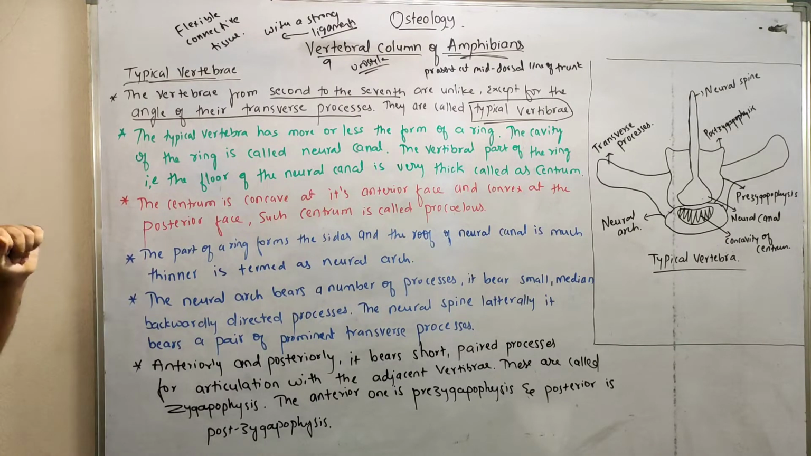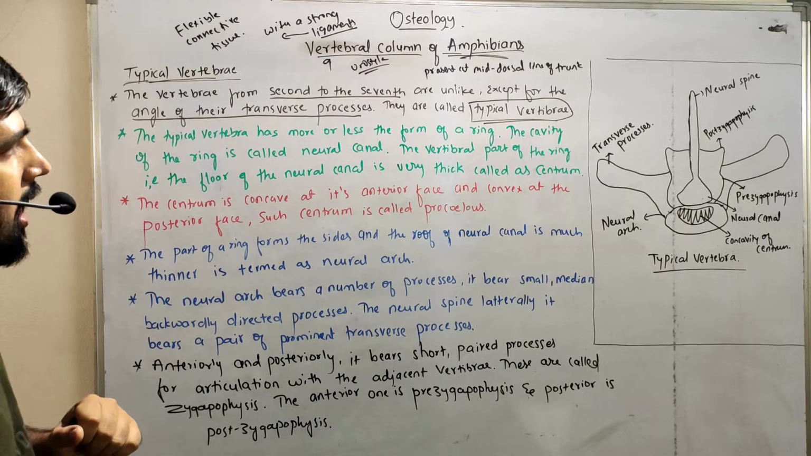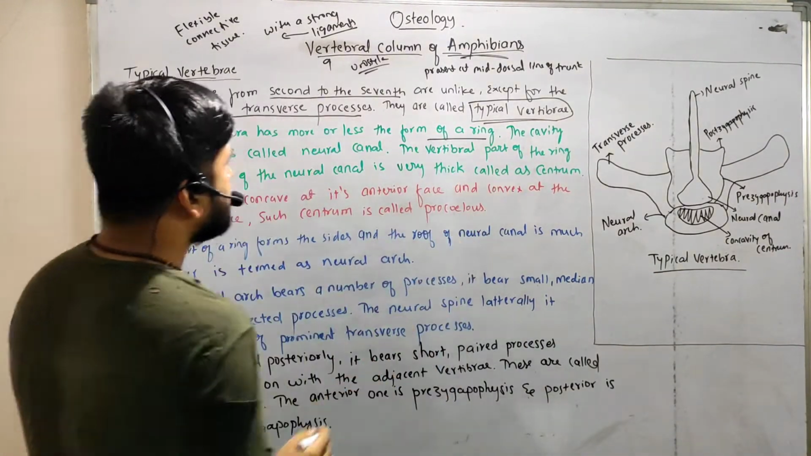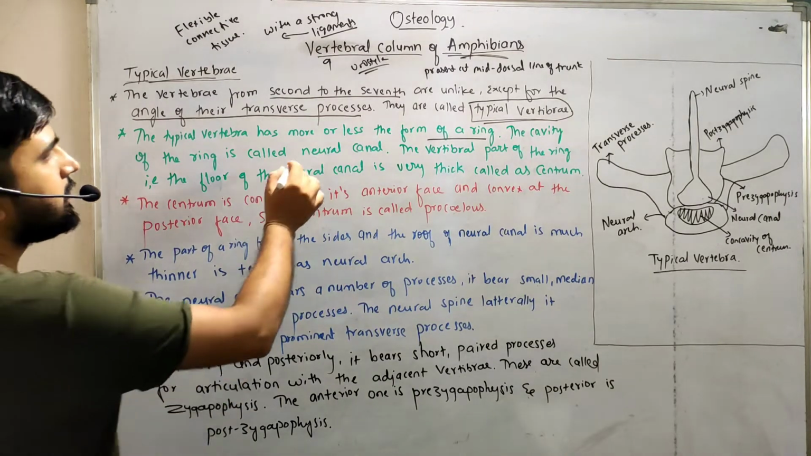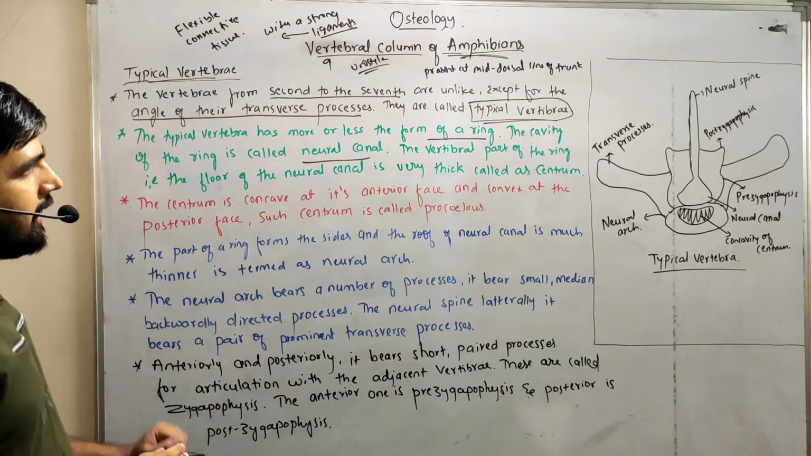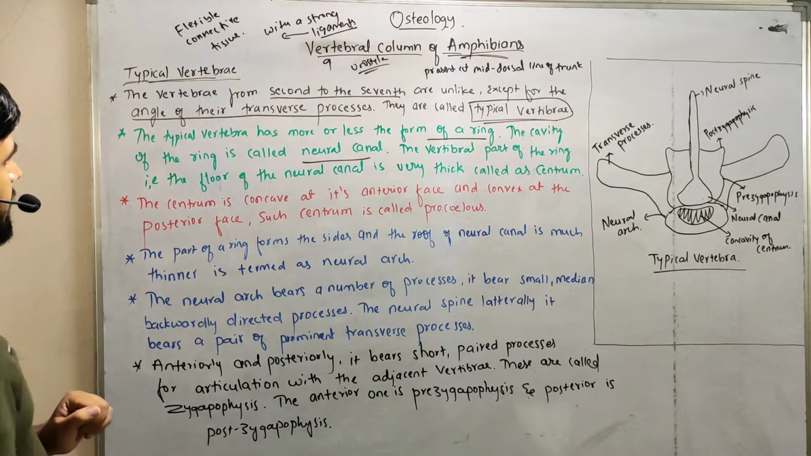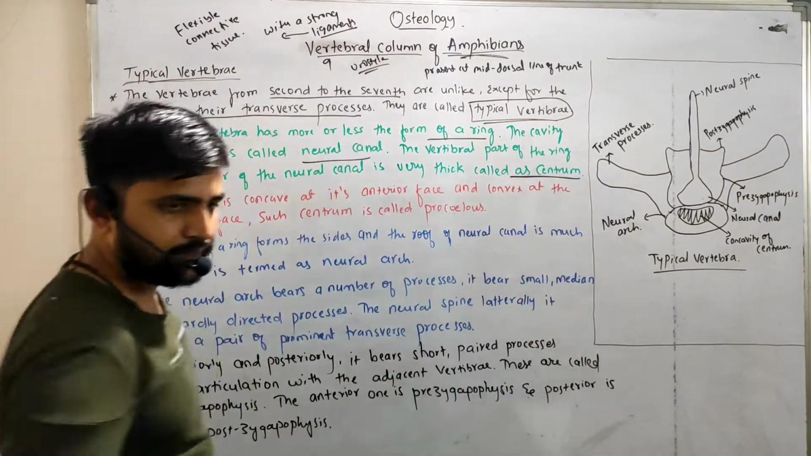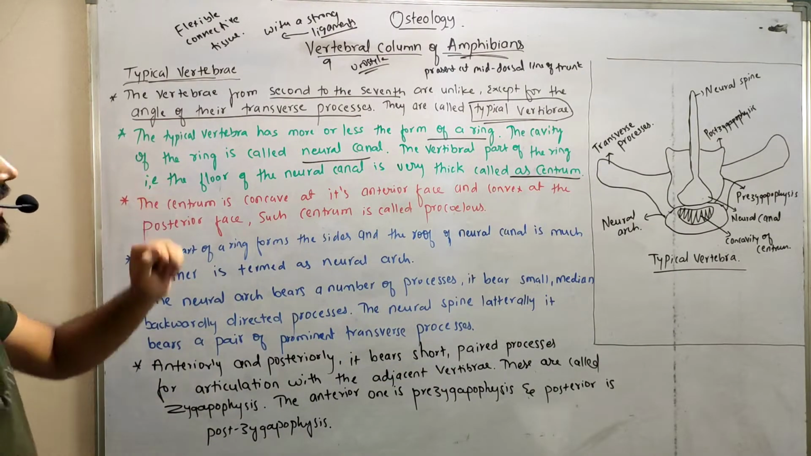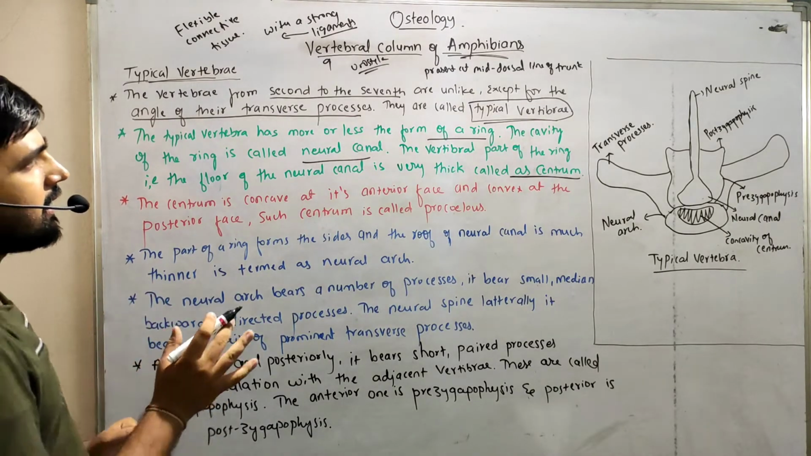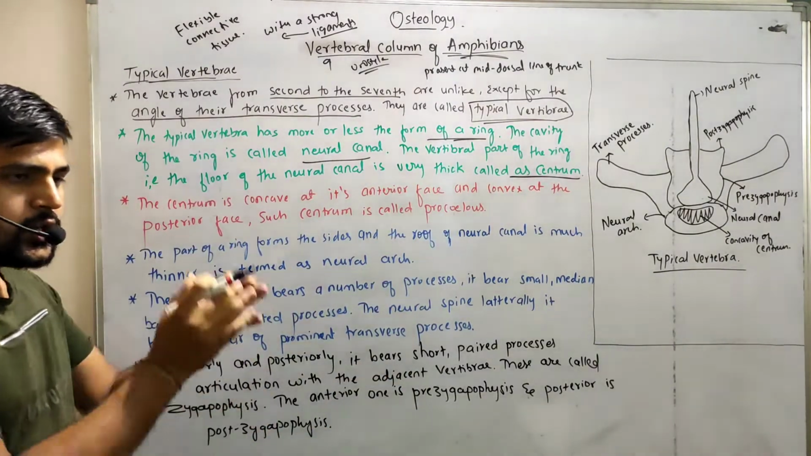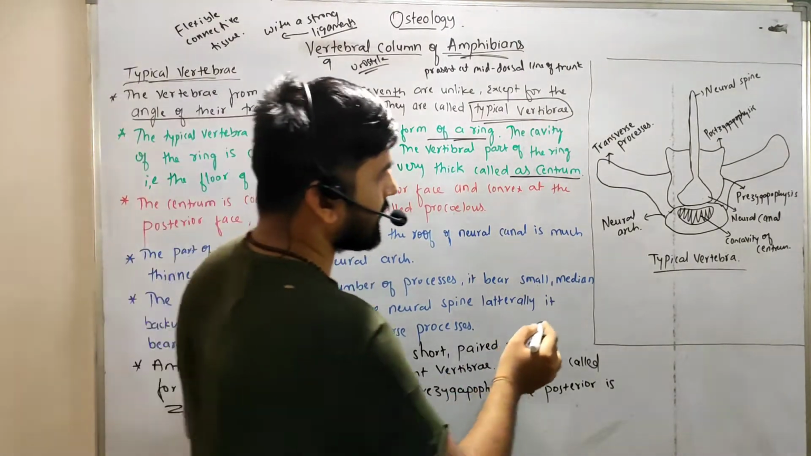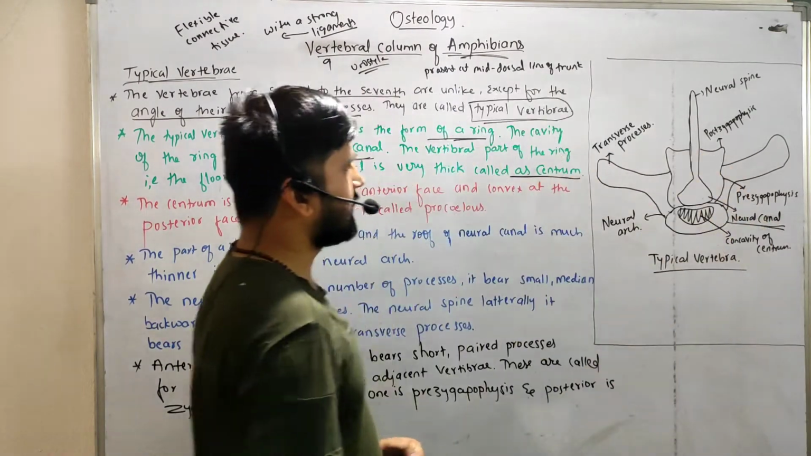The second point: the typical vertebra has more or less the form of a ring. The cavity of the ring is called the neural canal, right? The typical vertebra looks similar to a ring-like structure, and it has one cavity. That cavity is called the neural canal. See here, this is the neural canal, right?